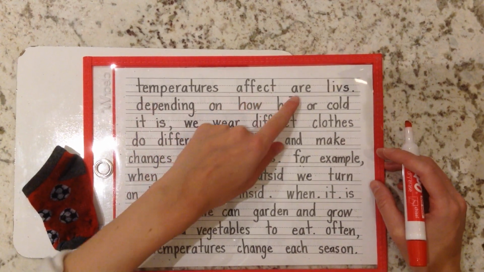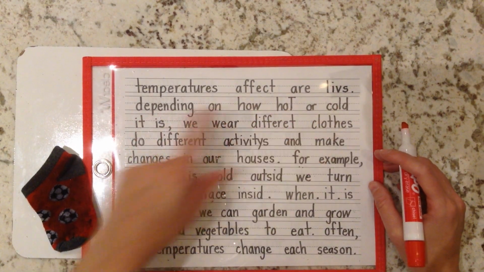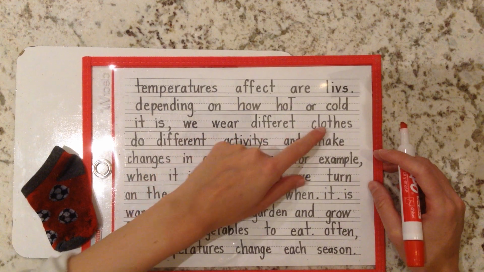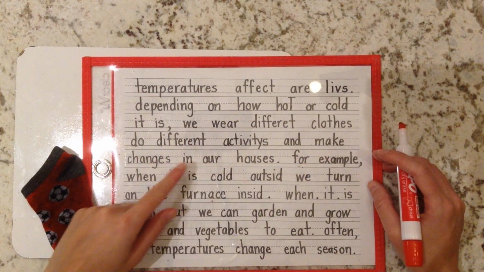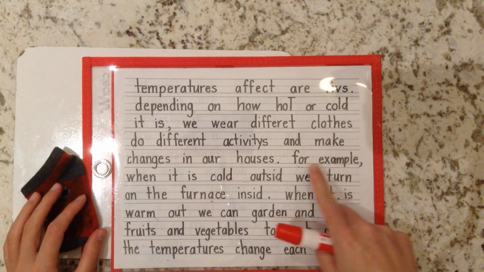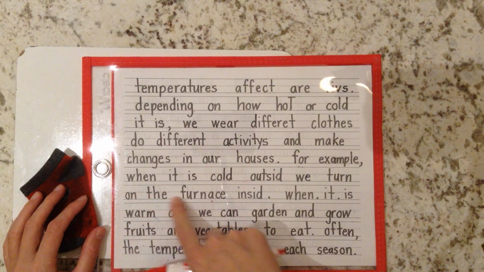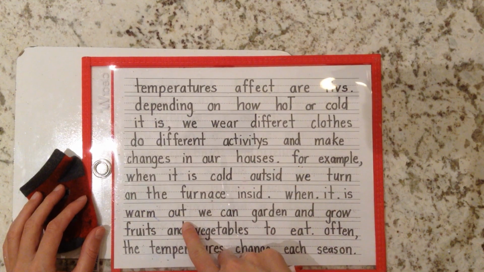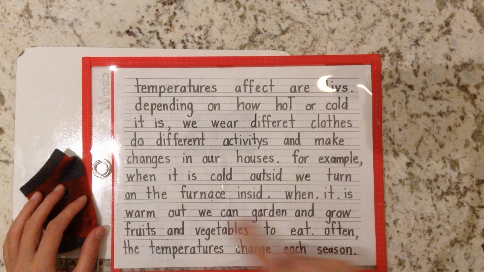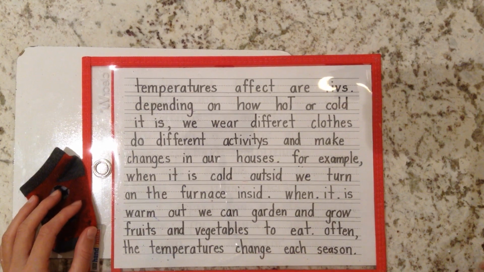Temperatures affect our lives. Depending on how hot or cold it is, we wear different clothes, do different activities, and make changes in our houses. For example, when it is cold outside, we turn on the furnace inside. When it is warm out, we can garden and grow fruits and vegetables to eat. Often, the temperatures change each season.